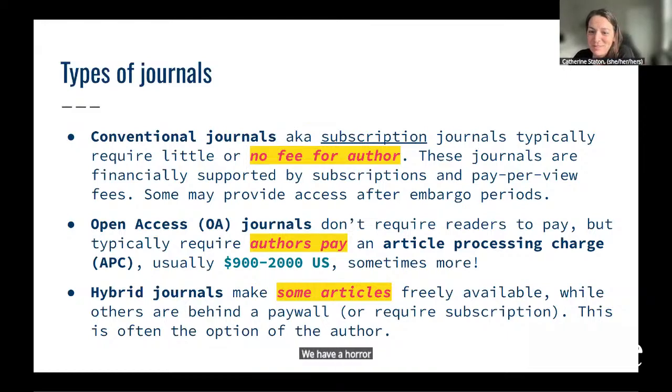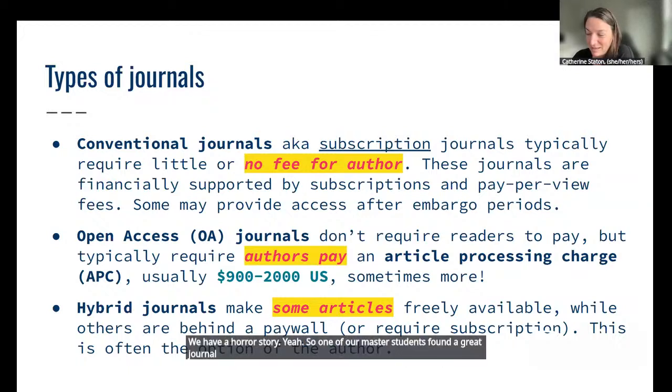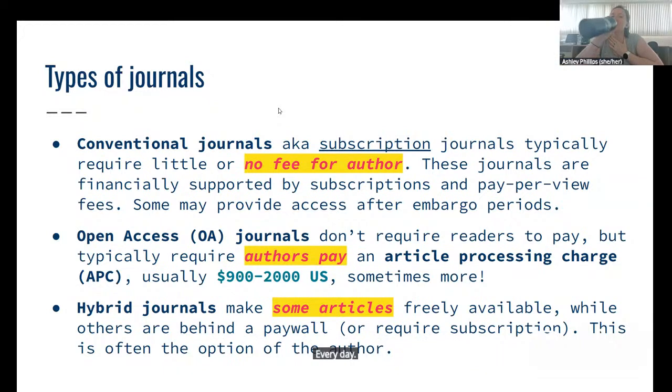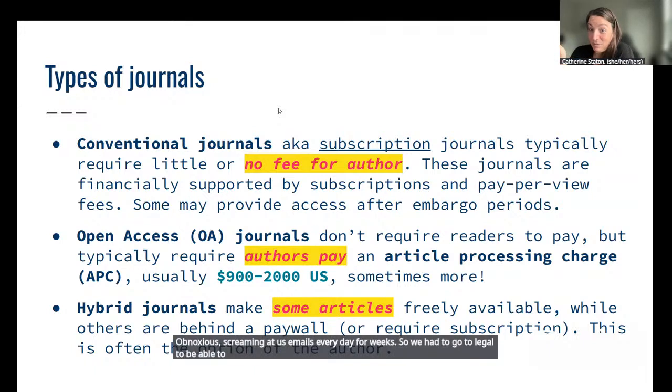So one of our master students found a great journal, we thought. We applied to it and it was accepted within 24 hours. So we knew there was a problem immediately. And then we tried to withdraw, at which point we started getting angry, obnoxious, screaming emails every day for weeks. So we had to go to legal to ask, what do we do with this paper? Do we just lose the whole paper because they said that it's published now? So now we have to pay them, and so that they have a copyright on it.